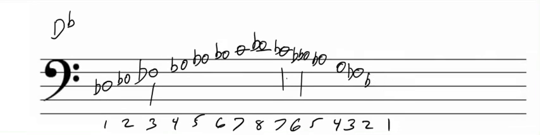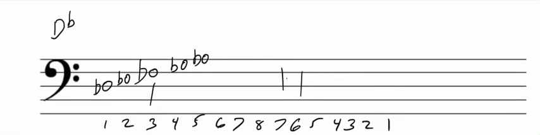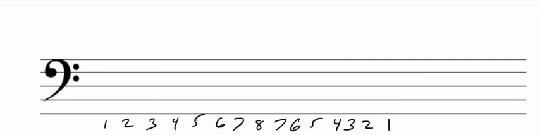Let's try one sharp scale as our final example. We're going to look at the key of E. So we will start by writing our E major scale. The first note in the E major scale is E. The second note is F sharp. The third note is G sharp.